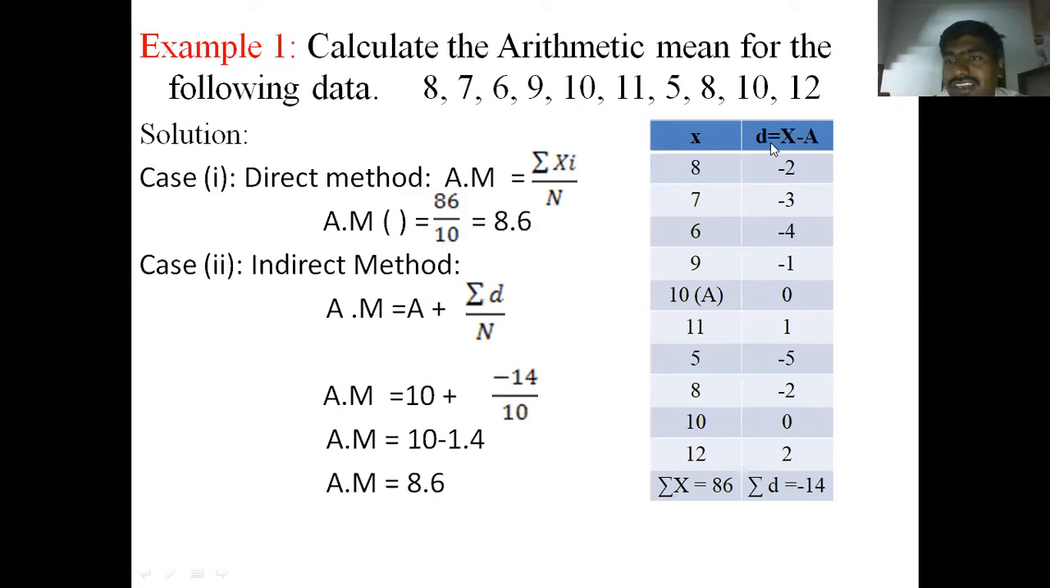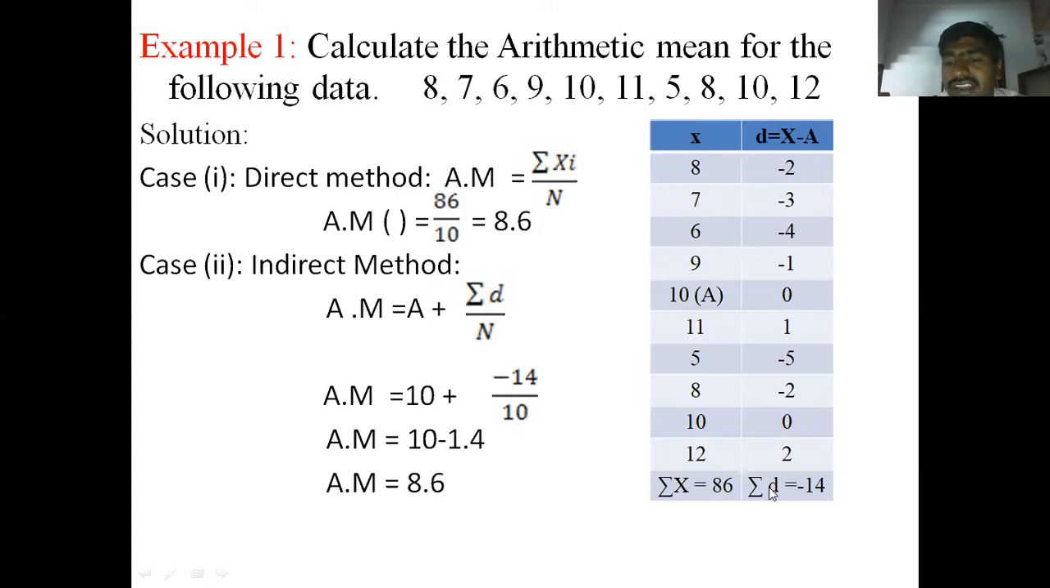How do we find D? D is equal to X minus A. What is X? 8 minus A, which is 10, 8 minus 10 becomes minus 2. 7 minus 10 becomes minus 3. 6 minus 10 becomes minus 4. And similarly, you calculate all D values for every X value.